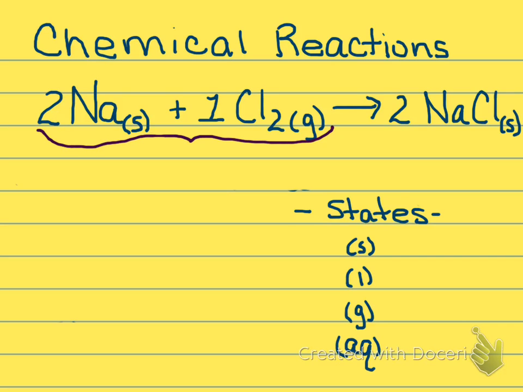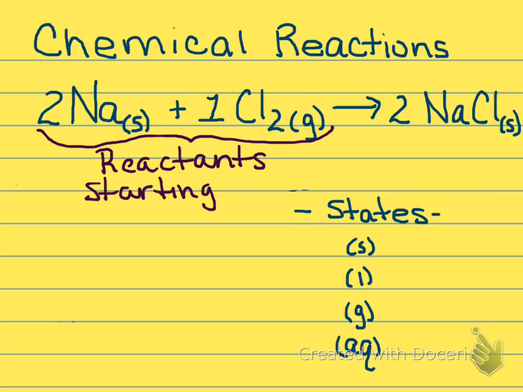The part of the chemical equation on the left side of the arrow, no matter if it's one compound, one element, multiple compounds, these are called the reactants. And the reactants are the starting materials for the chemical reaction. They're the things we start with. They're the things we put in.